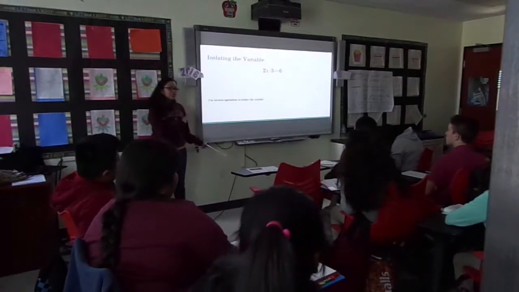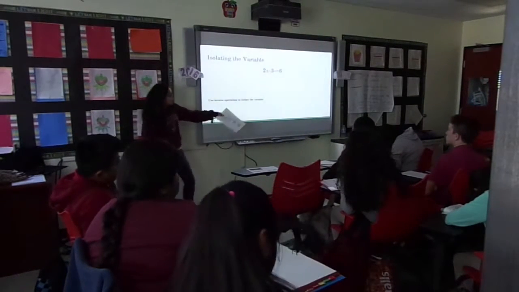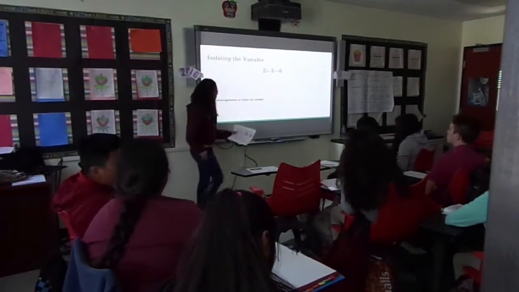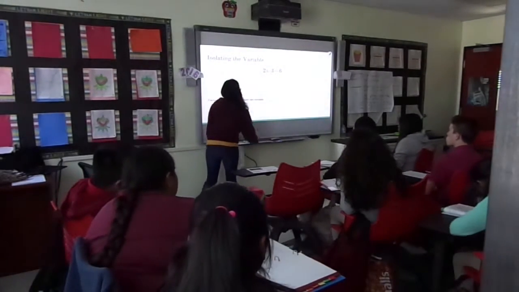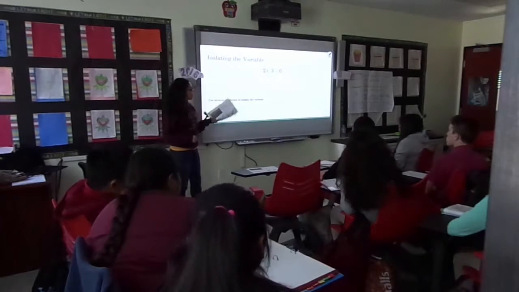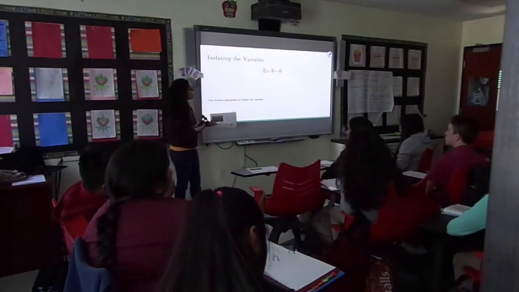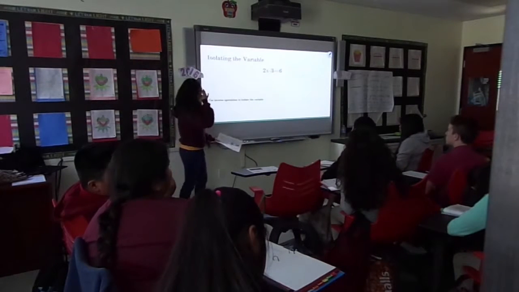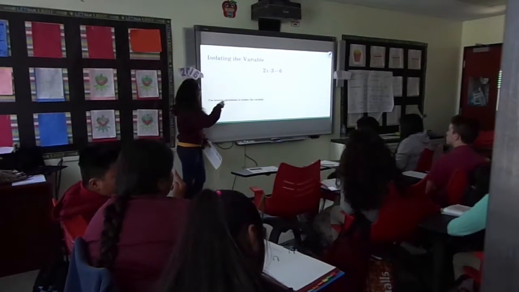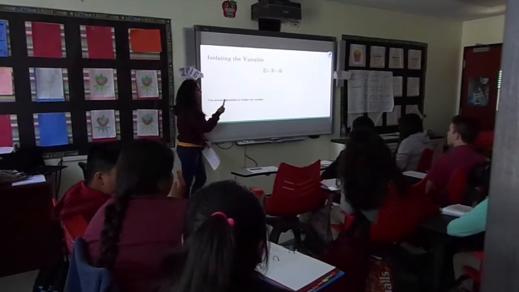I have an equation here. Notice it's an equation because there's an equal sign. I purposely made the x in a gold color so you guys can associate it with the treasure, the mystery, it's unknown. Okay, on the bottom, I wrote down use inverse operations to isolate the variable.